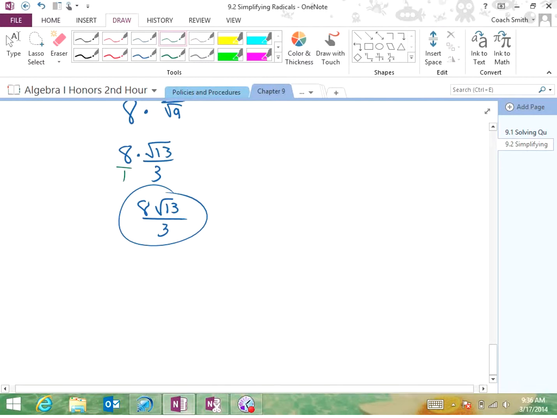All right, do number 31 on your own. Very similar to what we just did. I believe it's 3 times the square root of 3 over 16.